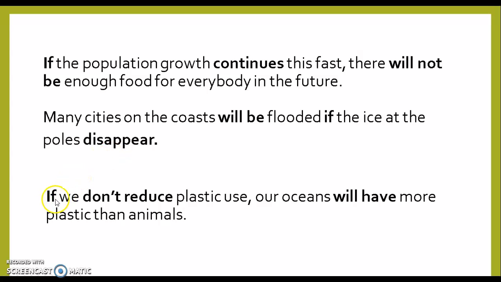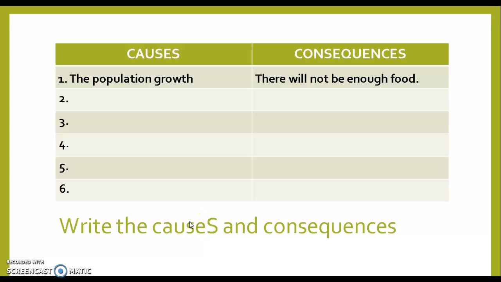Look, if we don't reduce plastic use, don't reduce is the simple present, our oceans will have more plastic than animals. Will have is the future with will. So, once again, remember, when you combine the future with will and the simple present, this is the first conditional sentences.